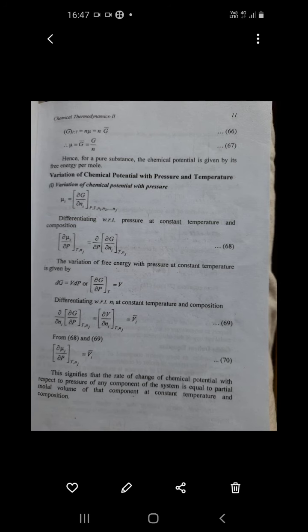Okay. Now in the next lecture we will see the variation of chemical potential with volume and composition. So we will stop here.